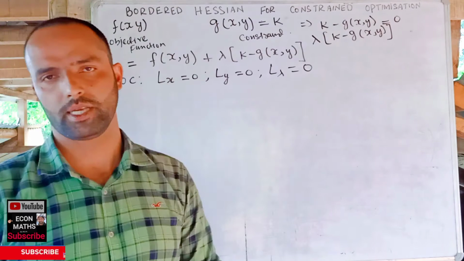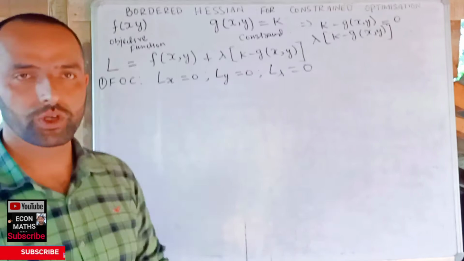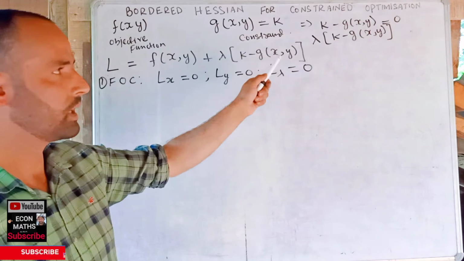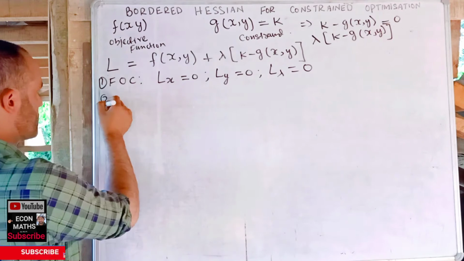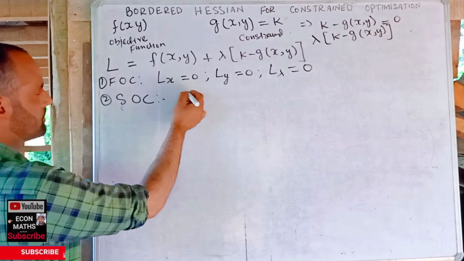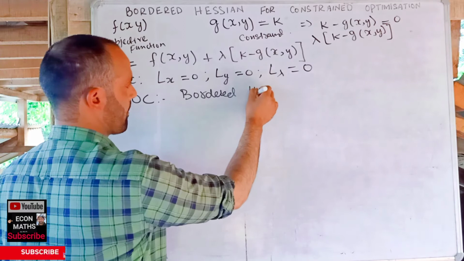That is, to check the second order condition, we express this system of equations in the bordered Hessian method. That is, second order conditions can be expressed in the bordered Hessian matrix. For the second order conditions, we form the bordered Hessian, which is denoted by H bar.